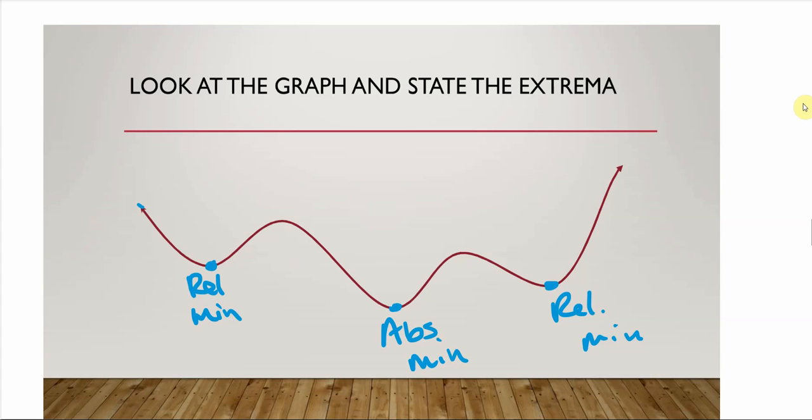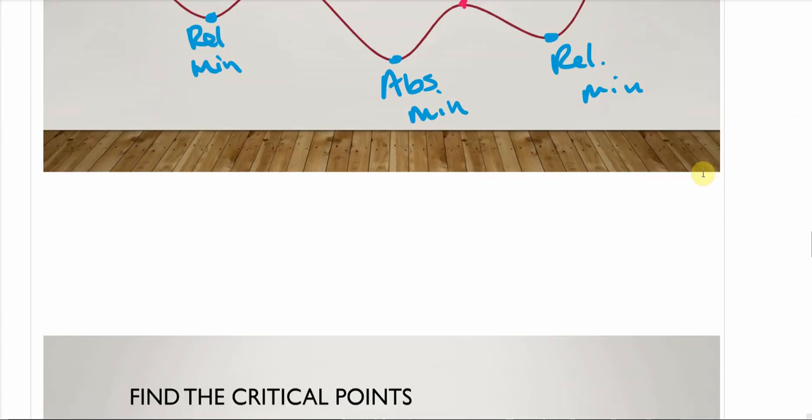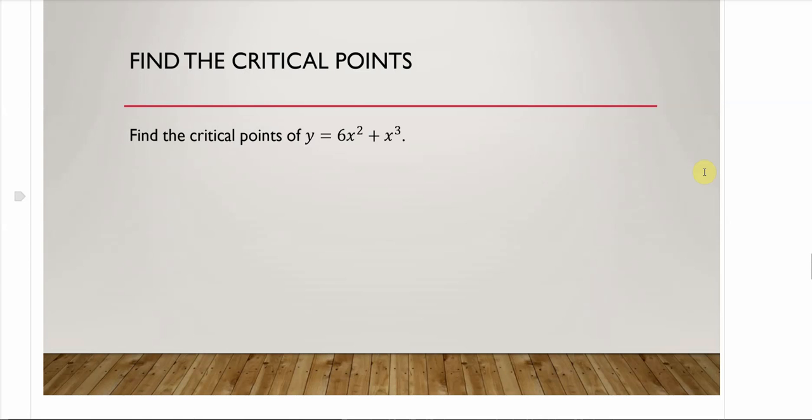And then the other ones, this point right there, he's going to be a relative max, and this point is going to be a relative max. So I have 2 relative maxes, 2 relative mins, and 1 absolute min. Okay, so now let's find the critical points.